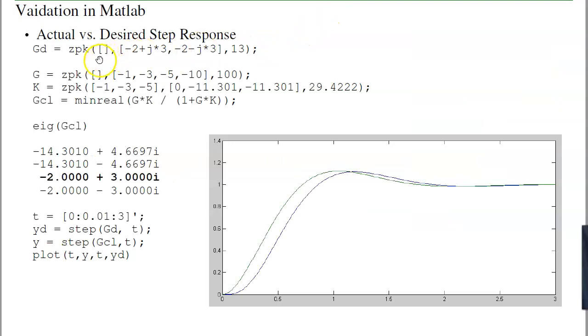And you can check your response. My desired response is I want a pole at minus 2 plus j3, its conjugate, and the DC gain 1. That's the green line. My actual system, here's G(s), there's K(s), here's the closed loop system. Checking the eigenvalues of the closed loop system, one is at minus 2 plus j3, that's good. Now take the step response of the desired system, the actual system, and plot them. The green one's my desired system, second order. Here's my actual system, fourth order. Again, right overshoot, right settling time, right DC gain. That meets my requirement.